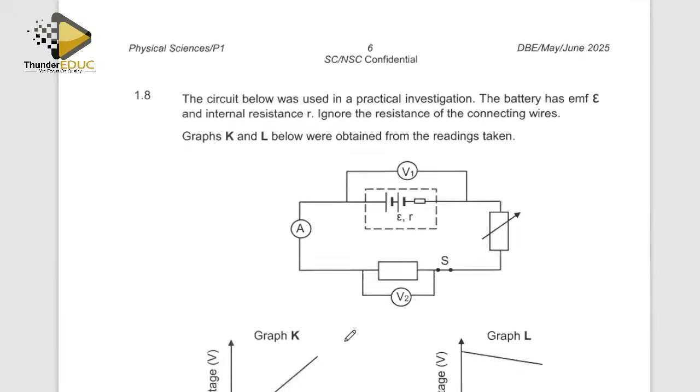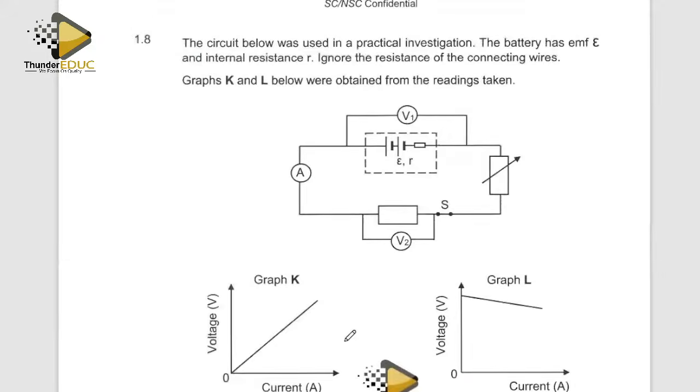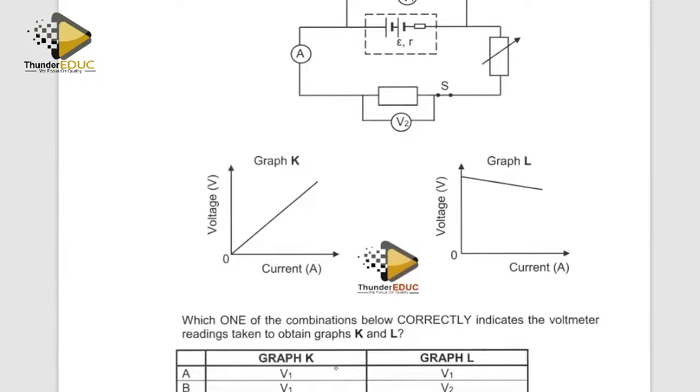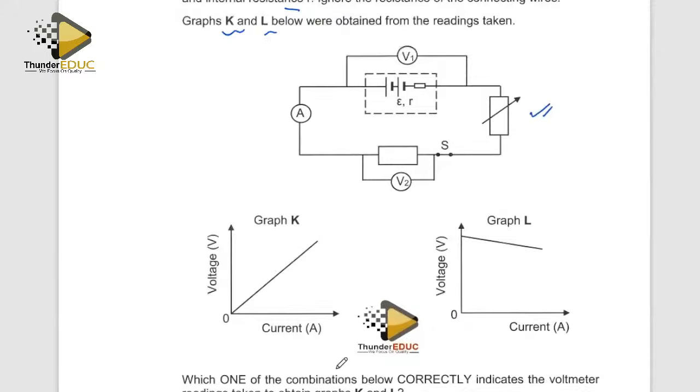Then 1.8, the circuit below was used in a practical investigation. There's an EMF and internal resistance. We must ignore the connecting wires. So we have graphs K and L as obtained. We have an adjustable resistor, which I call a rheostat. For voltage against current, we have graph K, which obeys Ohm's law, and this one does not obey Ohm's law.